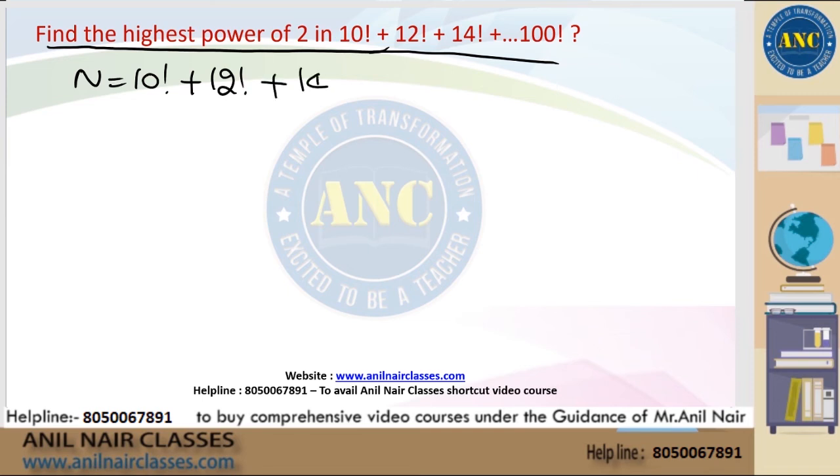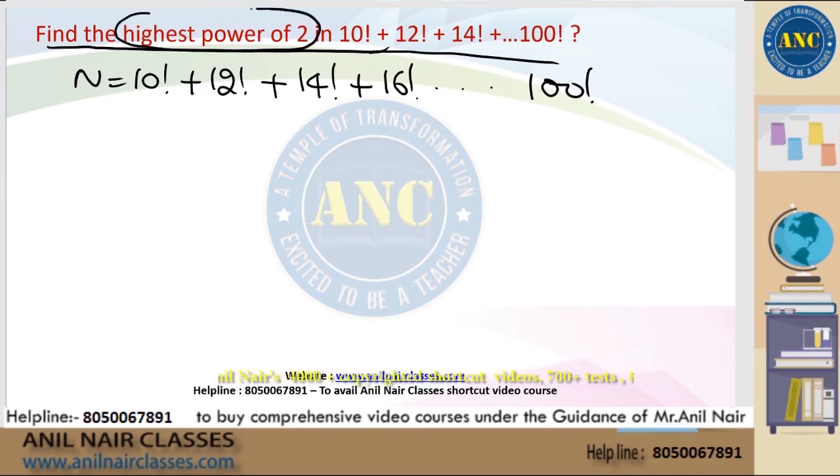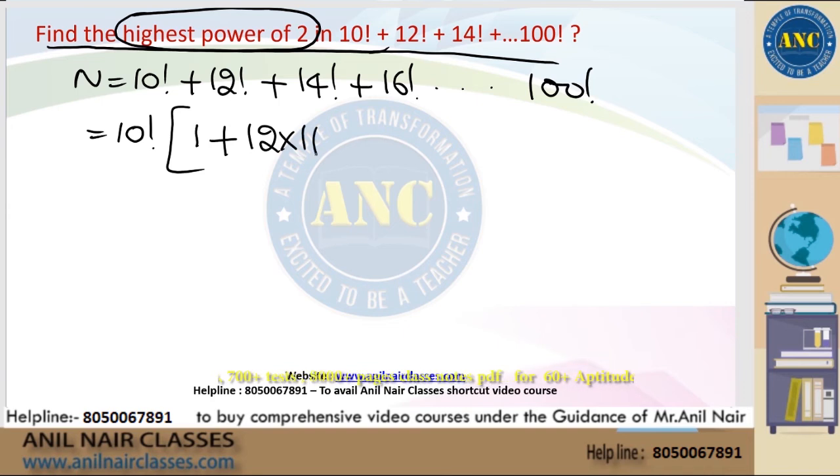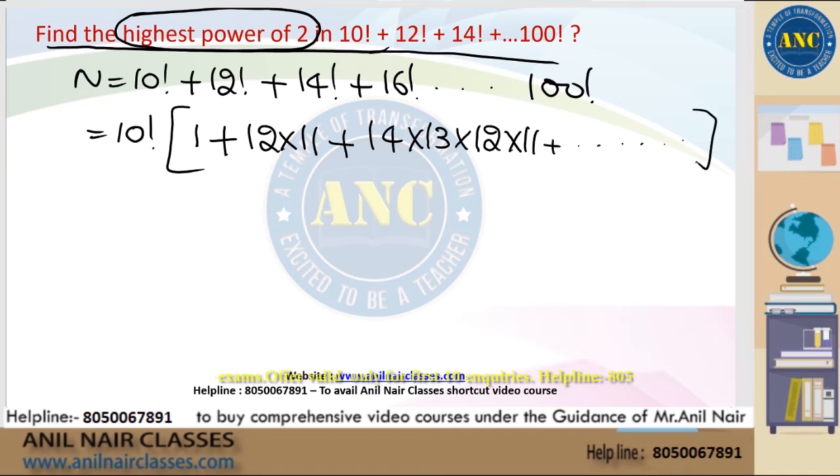Here the factorials are added, so that when you write a mock test and everything, you will not fear looking at a question. 10 factorial plus 12 factorial plus 14 factorial and so on up to 100 factorial. Now see here, we require the highest power of 2. If I take 10 factorial common, 1 plus 12 factorial is 12 into 11 into 10 factorial. 14 factorial is 14 into 13 into 12 into 11 into 10 factorial and so on.